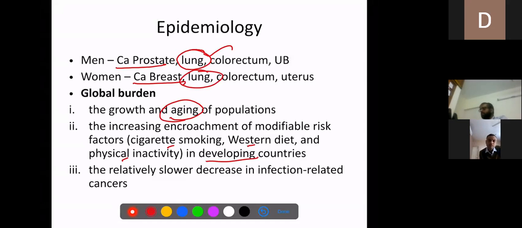And relatively, there is a slower decrease in infection-related cancers. Though infection-related cancers are reported, there is a very slow decrease occurring due to good vaccination, for example vaccination for HPV, or good eradication treatment for H. pylori. Like that, infections are being controlled well. There is a slower decrease in infection-related cancer. Fine.